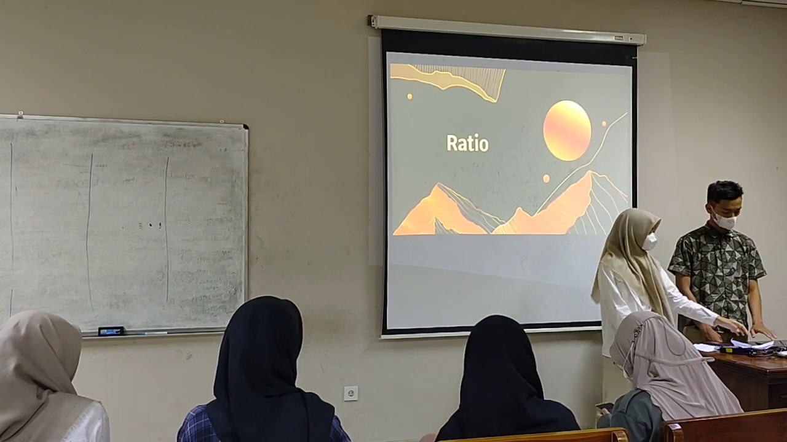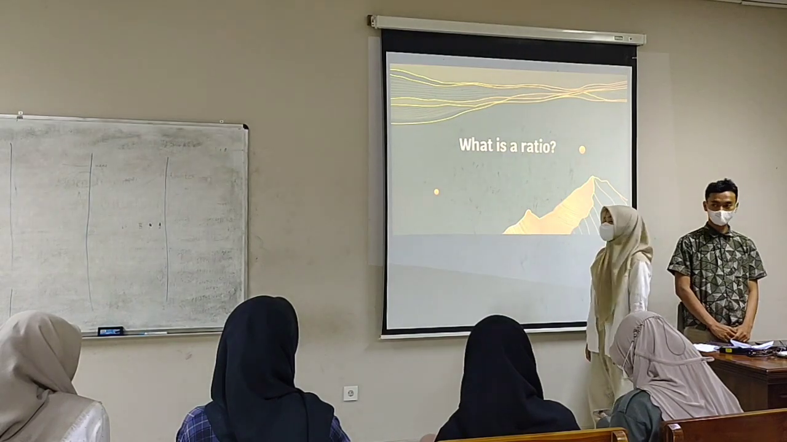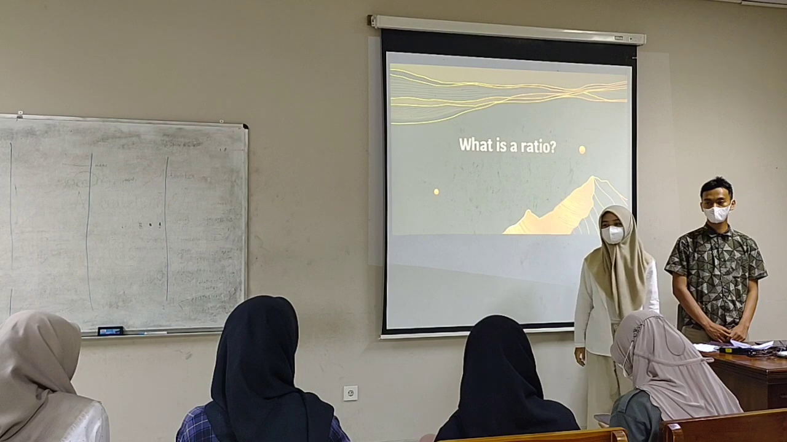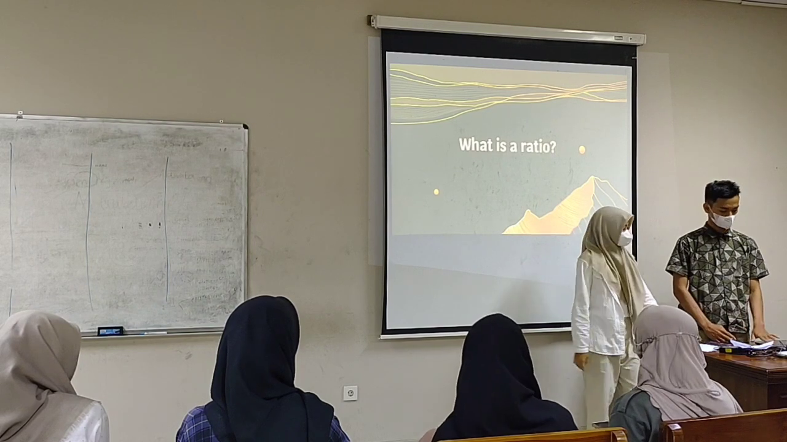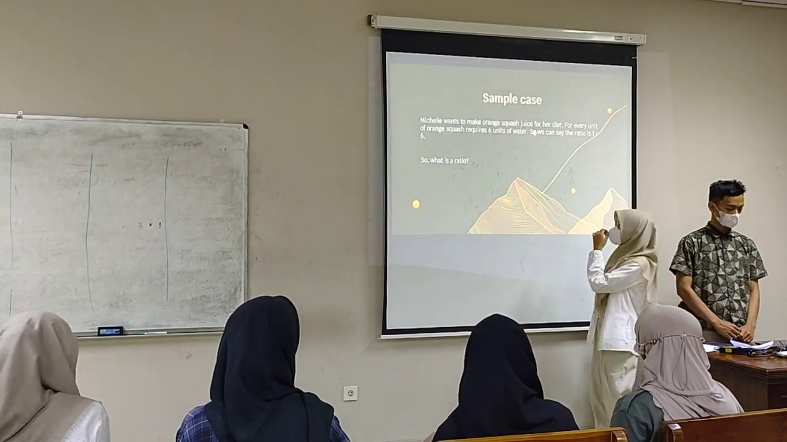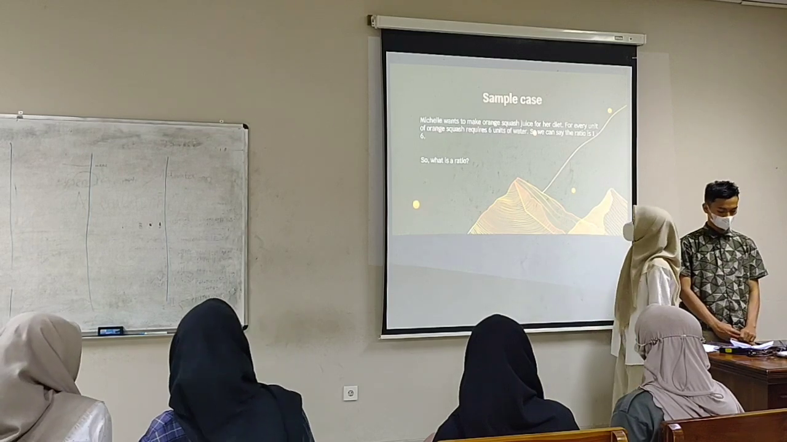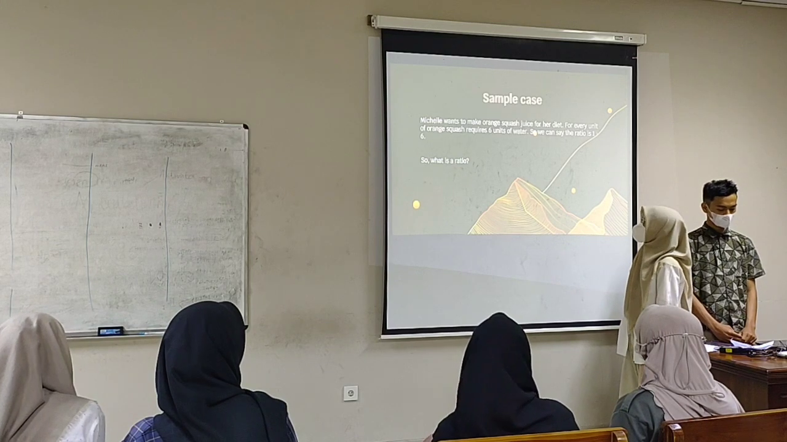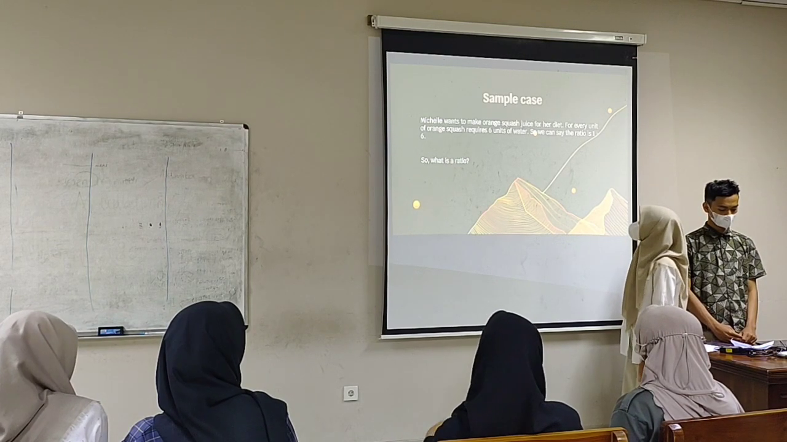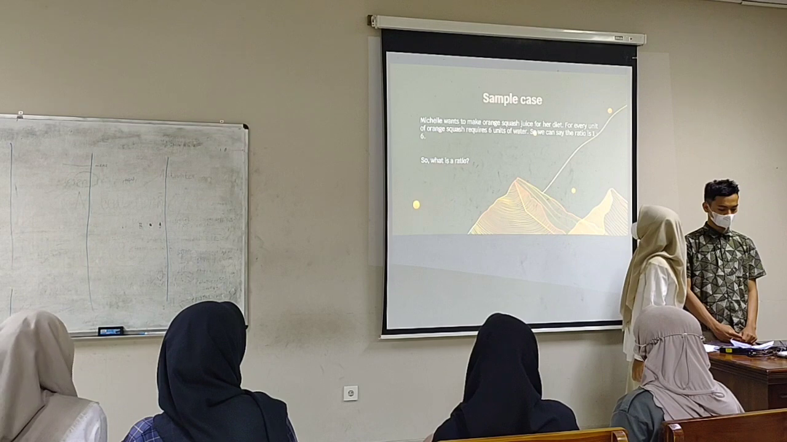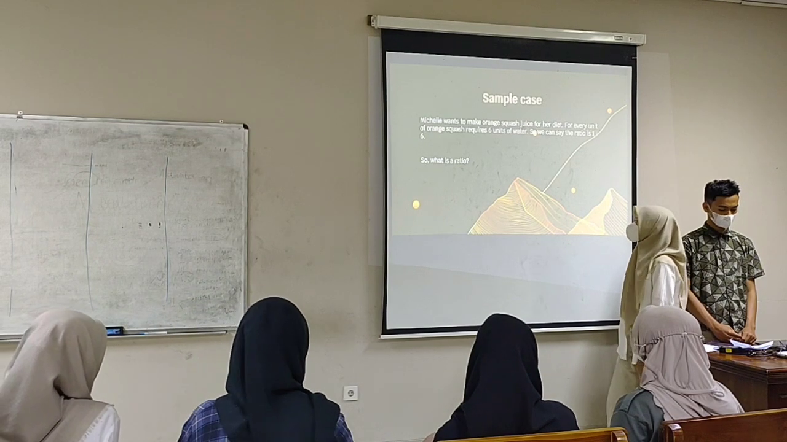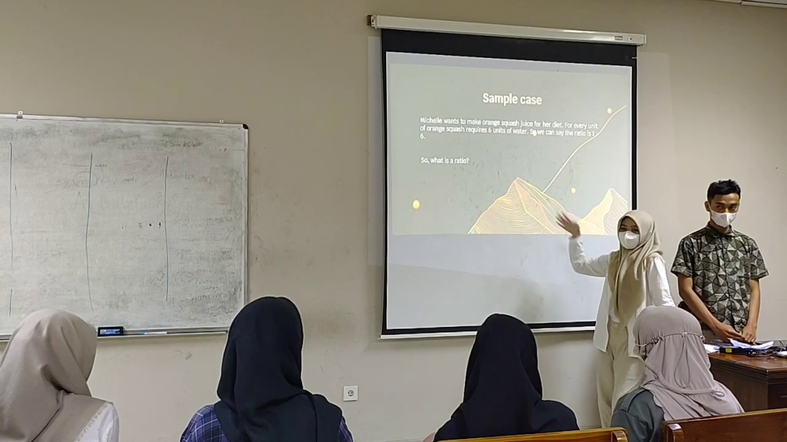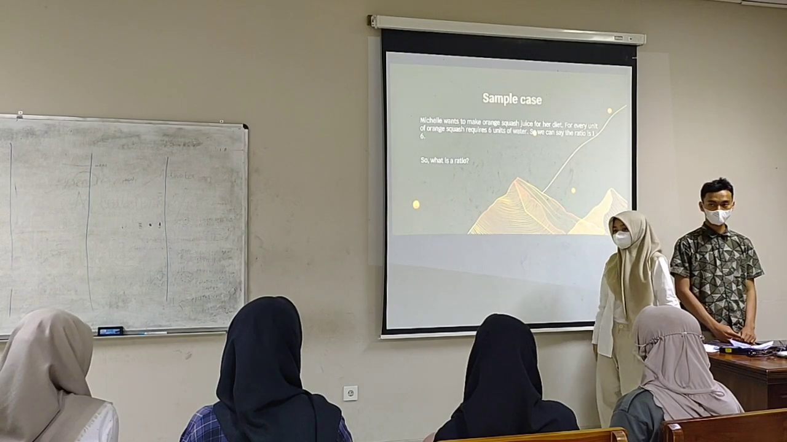Ratio. Before that, does any one of you know what a ratio is? No? Okay, I will give you one guess. Michelle wants to make orange squash juice for her diet. For every unit of orange squash, it requires 6 units of water. So we can say the ratio is 1 to 6. Now based on this case, can any one of you conclude what a ratio is?